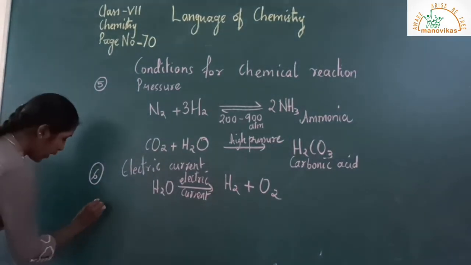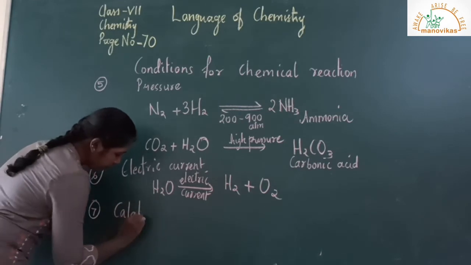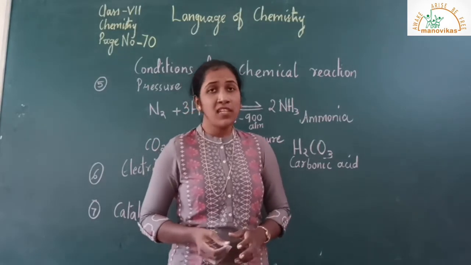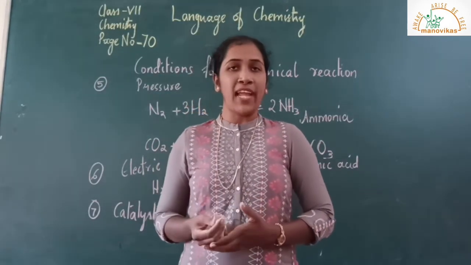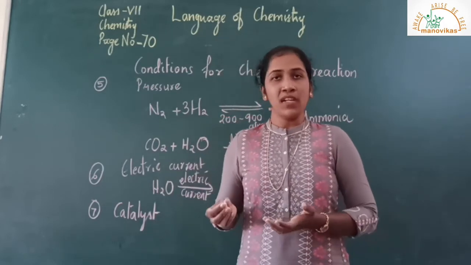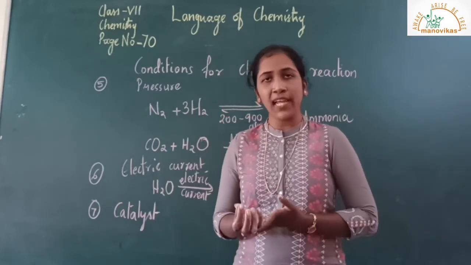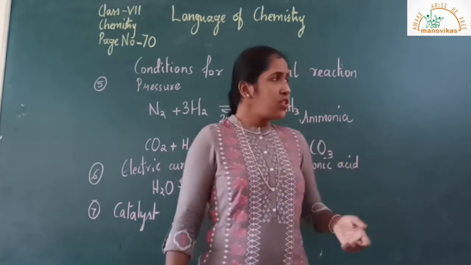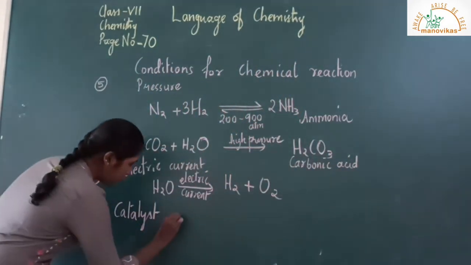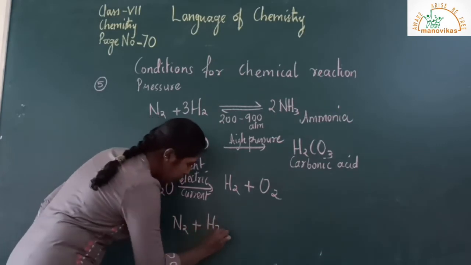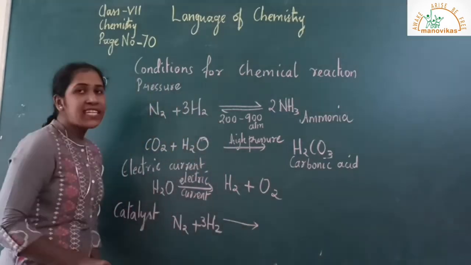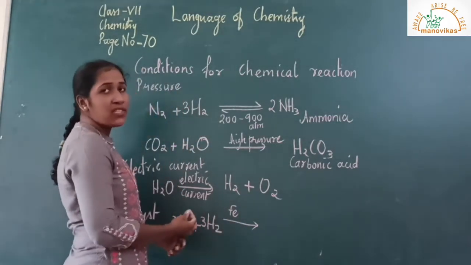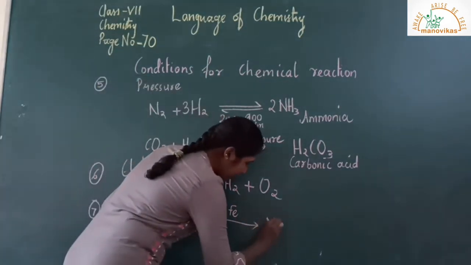Okay. Second one is catalyst. Now what do you mean by catalyst? Catalyst is a substance which can alter the rate of reaction without taking part in the chemical reaction. Just to increase the speed of the reaction or to decrease the speed of the reaction, we use catalyst. So if I take the same example, that is nitrogen and hydrogen, here we require the catalyst. Okay, so here we can use iron as a catalyst wherein the reaction can take place faster. So what you will get is ammonia.